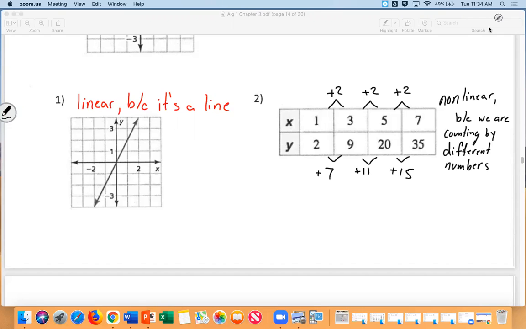Nate, does that definition make sense to you? Do you see how we're counting by different numbers each time? 7, 11, 15. Now, yeah, there's a pattern there, right? 7 to 11, that's plus 4, plus 4. I could make an assumption that the next one would be plus 19, but it doesn't make a difference because it would still not be linear.